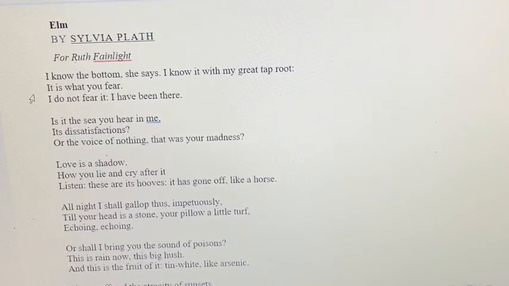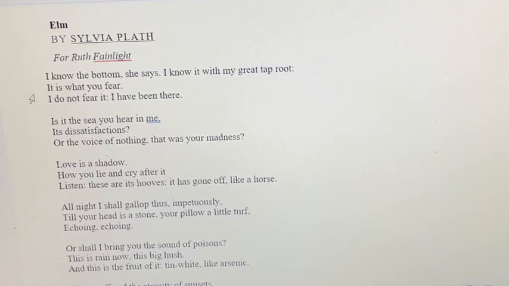So here it says, I know the bottom, she says. I know it with my great tap root. It is what you fear. I do not fear it. I have been there. Is it the sea you hear in me, its dissatisfactions, or the voice of nothing that was your madness? Love is a shadow. How you lie and cry after it. Listen. These are its hoofs. It has gone off like a horse.